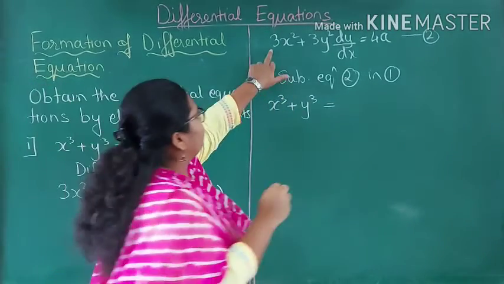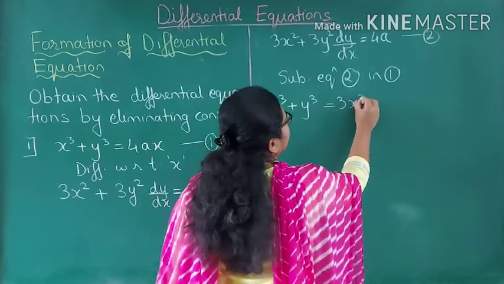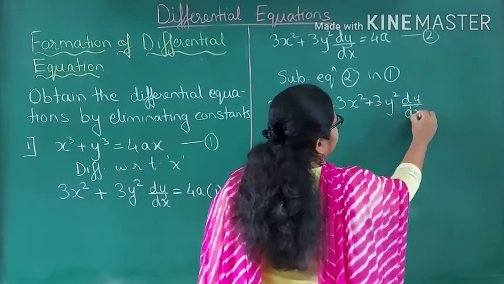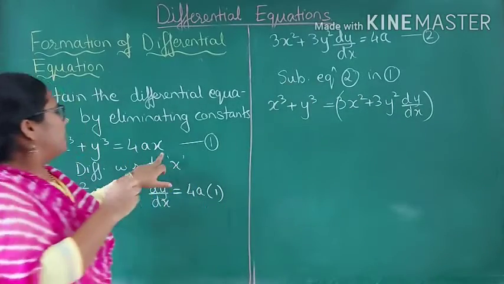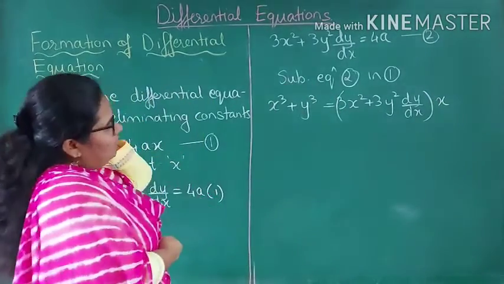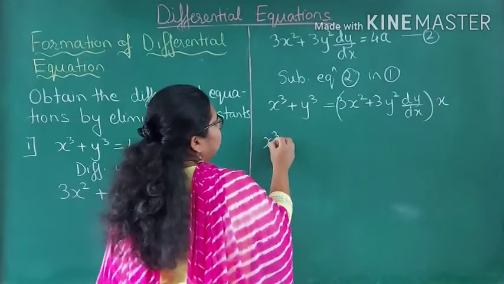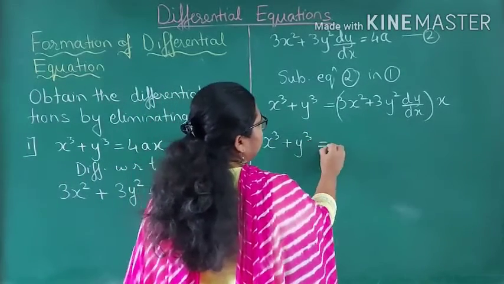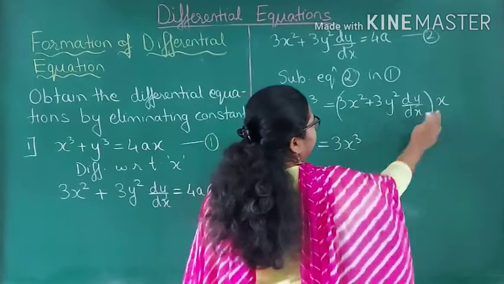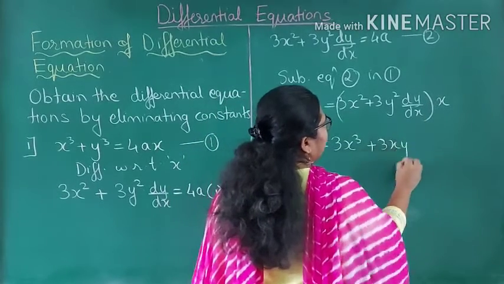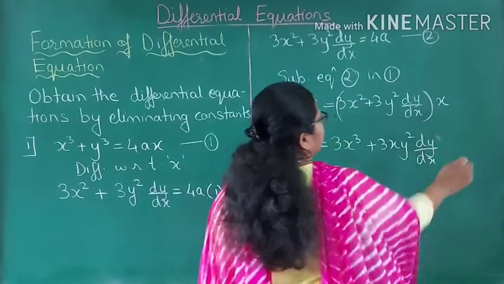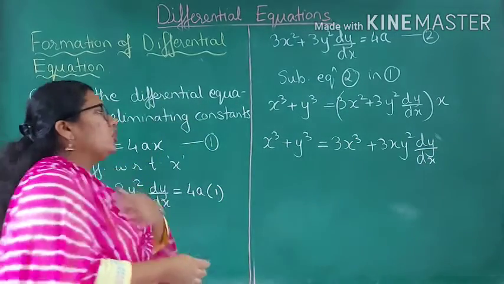What is the value of 4a? It is 3x square plus 3y square dy by dx, into x. So into x. Now open the bracket. This will become x cube plus y cube equal to 3x square into x is 3x cube, plus 3x y square into dy by dx. Okay. Now take all the terms on one side.